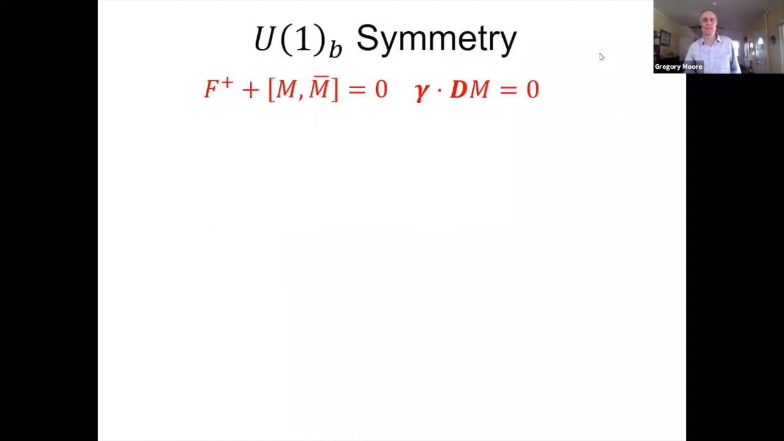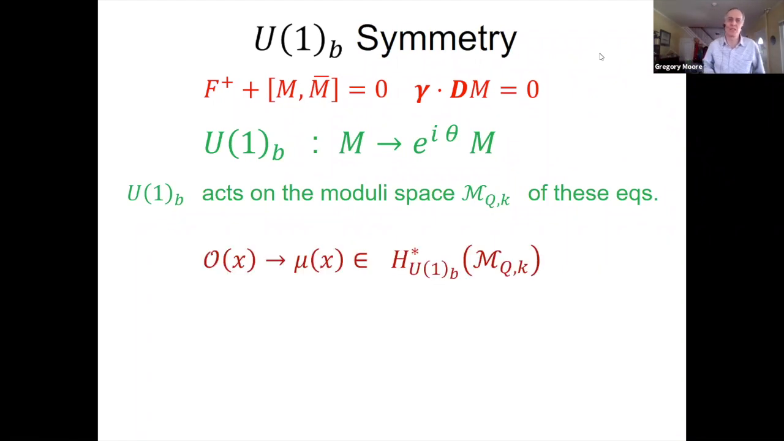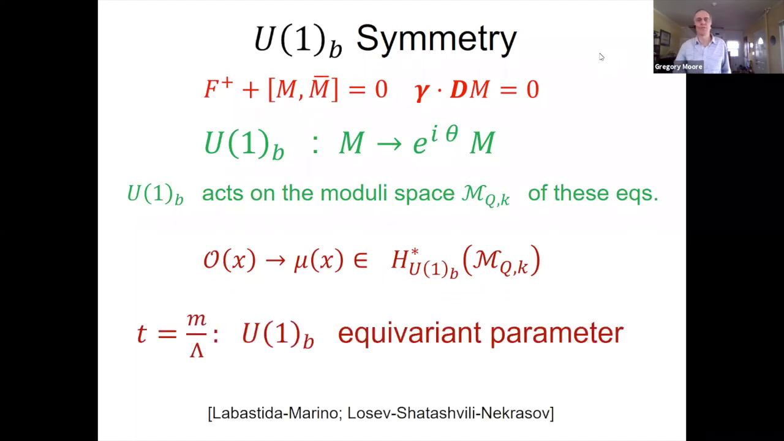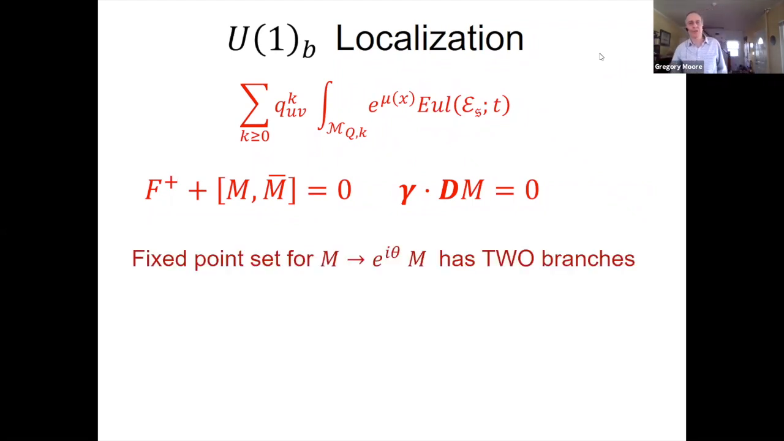These equations also have an important U(1) symmetry where I rotate the monopole field by a phase. So this U(1) acts on the moduli space, and this mu of x is actually in the equivariant cohomology, and it's the mathematical counterpart of the physical operator O of x, and the physical parameter m over lambda is the U(1) equivariant parameter. So if we localize using that U(1) symmetry, then we look for the fixed point set under rescaling the monopole field by a phase, and there are actually 2 branches.